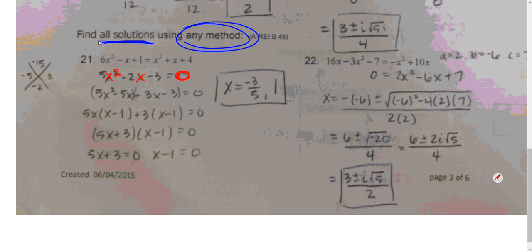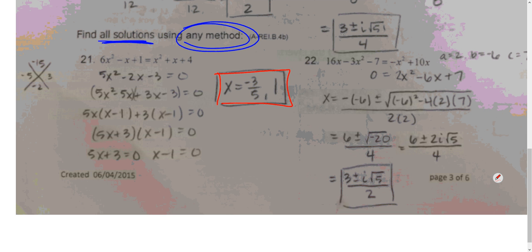It looks like on this answer key, Ms. Bacek decided to do it by grouping, or actually it's the complex ABC, which turns it into grouping. And so once you're done with your factoring, you just end up with 5x plus 3 equals 0 and x minus 1 equals 0. So when you solve each one of those, that's how you get this answer here.